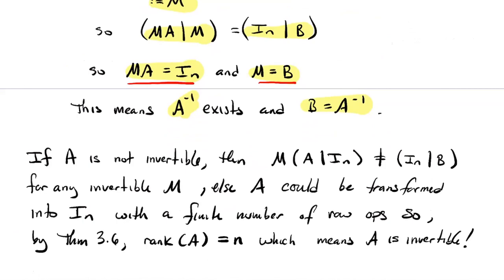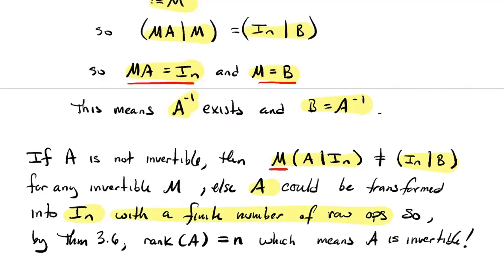If A isn't invertible, then multiplying this augmented matrix by an invertible matrix M could never give you such a thing. So why is that true? If M times that augmented matrix were I_N augmented with B, well, then you could transform A into the identity matrix with a finite number of row operations. Remember, because every invertible matrix is a product of elementary matrices.